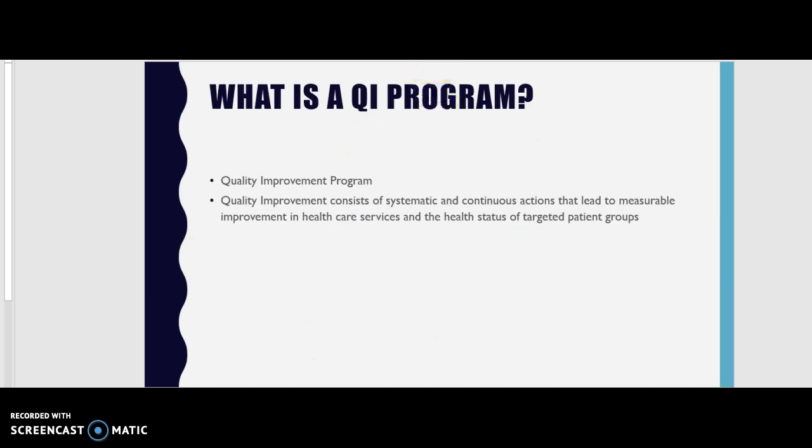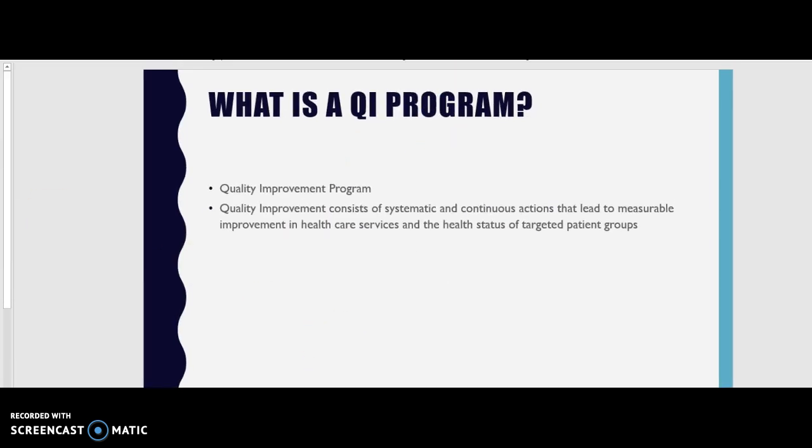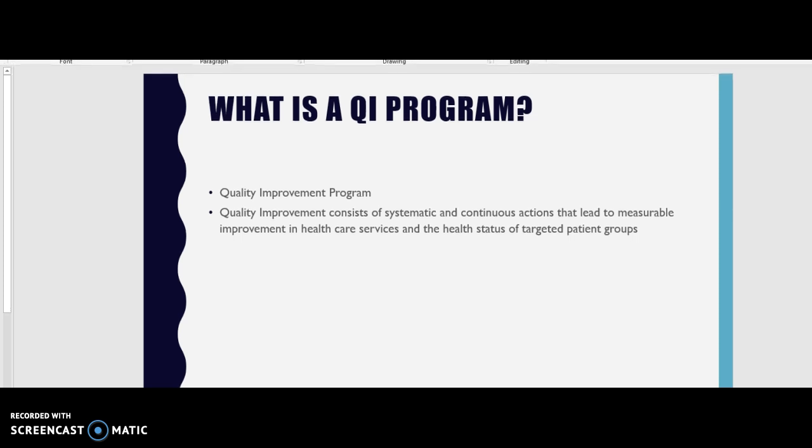What is a QI program? QI stands for Quality Improvement. Quality improvement consists of systematic and continuous actions that lead to measurable improvement in healthcare services and the health status of targeted patient groups. The Institute of Medicine has been recognized as a leader and an advisor on improving the nation's healthcare, which defines quality in healthcare as a direct correlation between the level of improved health services and the desired health outcomes of individuals and populations.